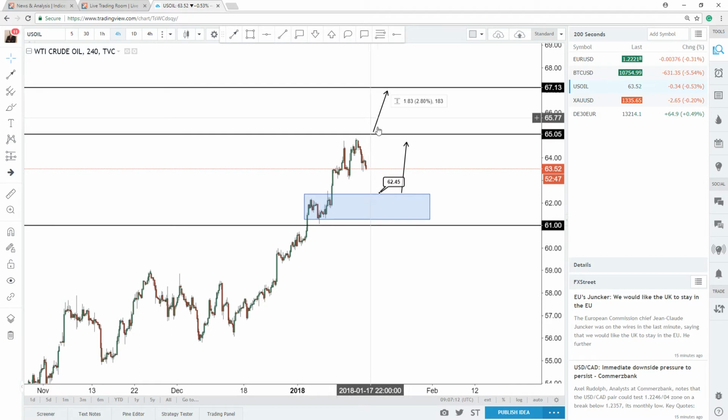Now my preference is a bullish breakout, or B, a corrective move down to 62.45, and then look to turn bullish. Look at the way this is correlated with things like the euro dollar and pound dollar and Aussie dollar, New Zealand dollar, and even gold. I have a feeling this is going to go down.